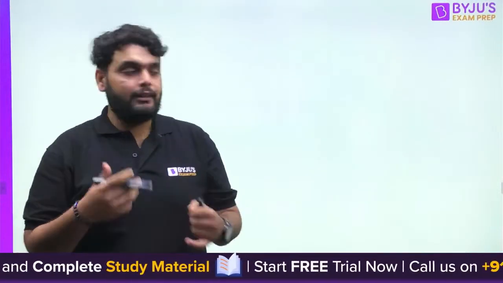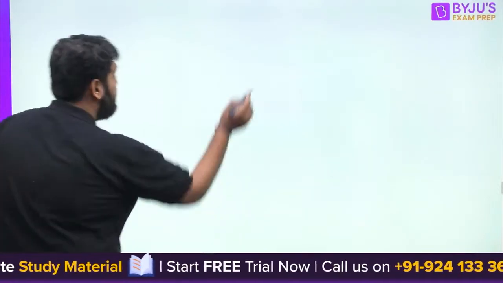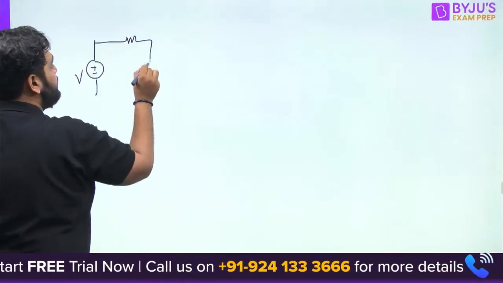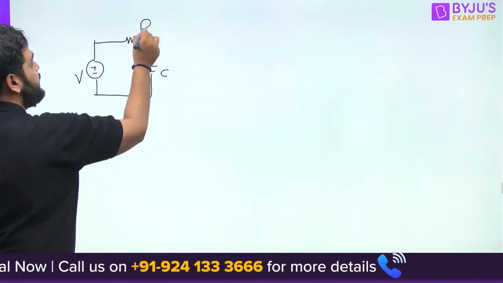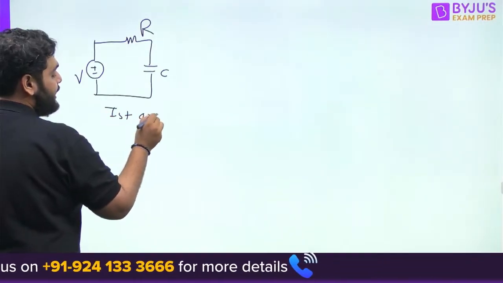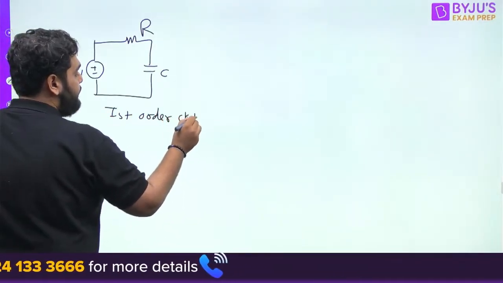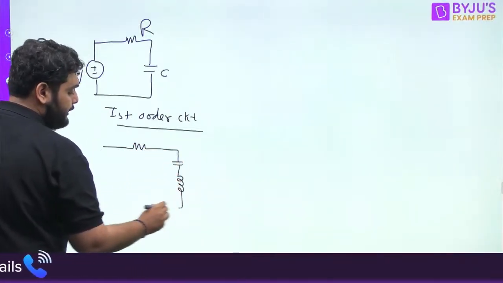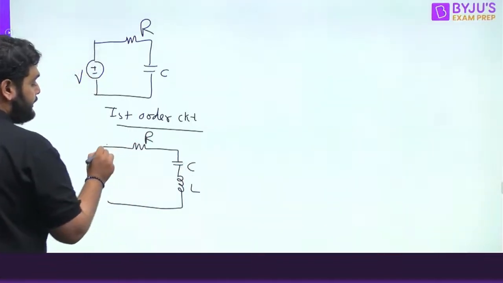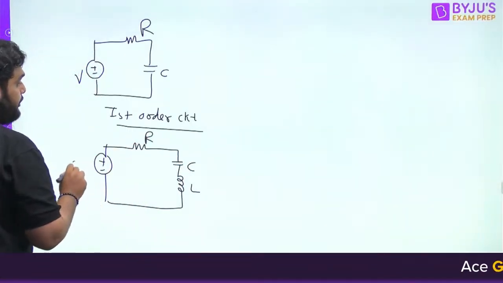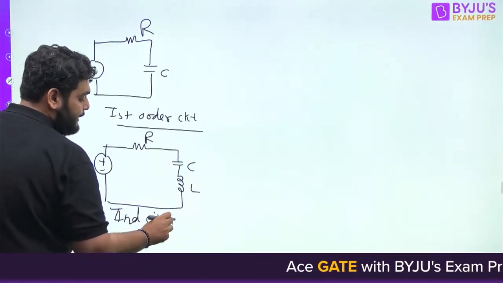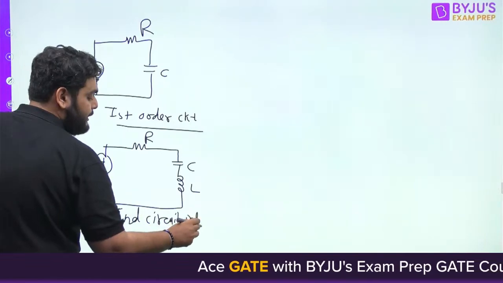If you have only one energy storage element like inductor or capacitor, that will be a first order circuit. For example, this is your first order circuit because we have only one energy storage element present here. If we have two energy storage elements present here, like in this, I have both inductor and capacitor, then it will become the second order circuit. So on, we can have any order circuit depending on how many energy storage elements are present in a circuit.